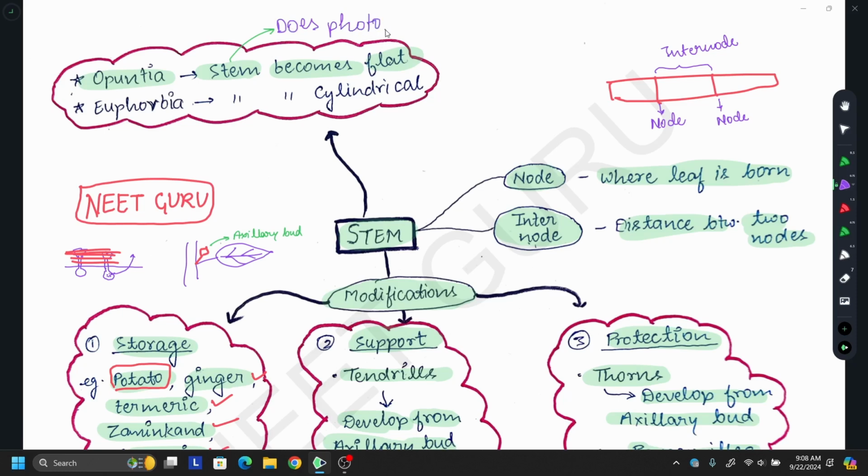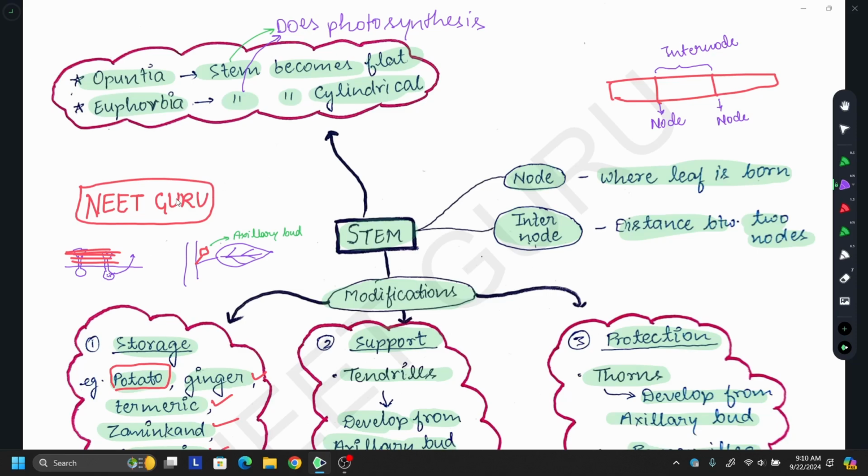Does photosynthesis. Okay, this is a special modification in Opuntia. In Euphorbia, the stem becomes cylindrical. So the stem is cylindrical in Euphorbia and flat in Opuntia, and these are important modifications. The stem of Euphorbia also does photosynthesis. Both have the same work. In the stem of Opuntia and Euphorbia, they are modified for photosynthesis.